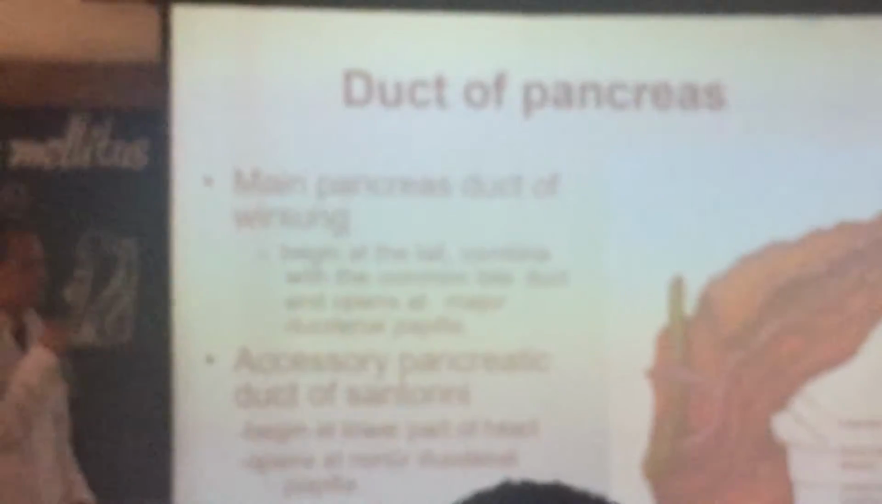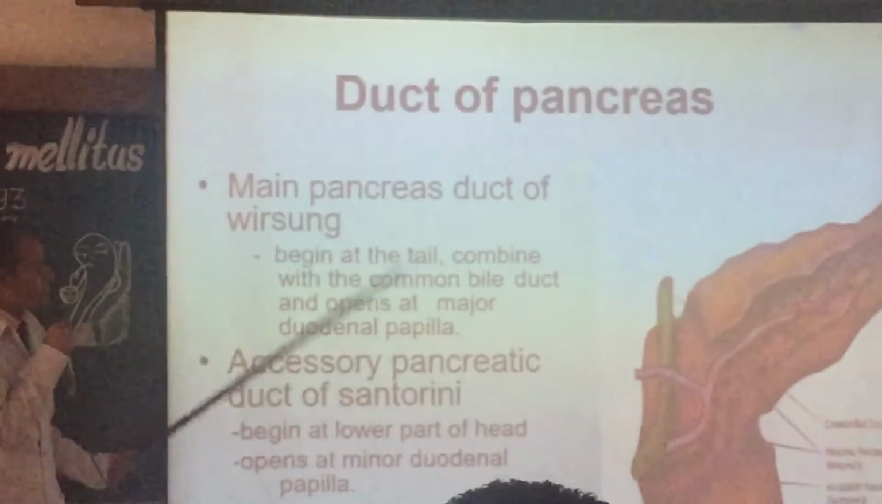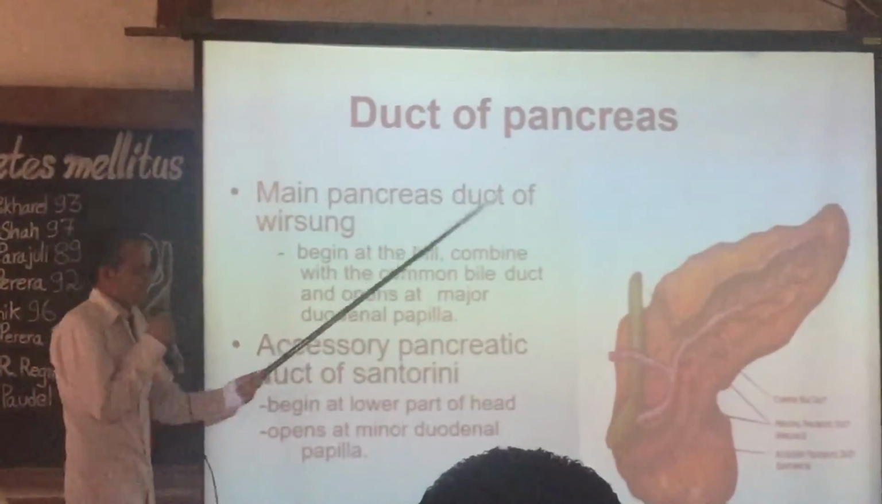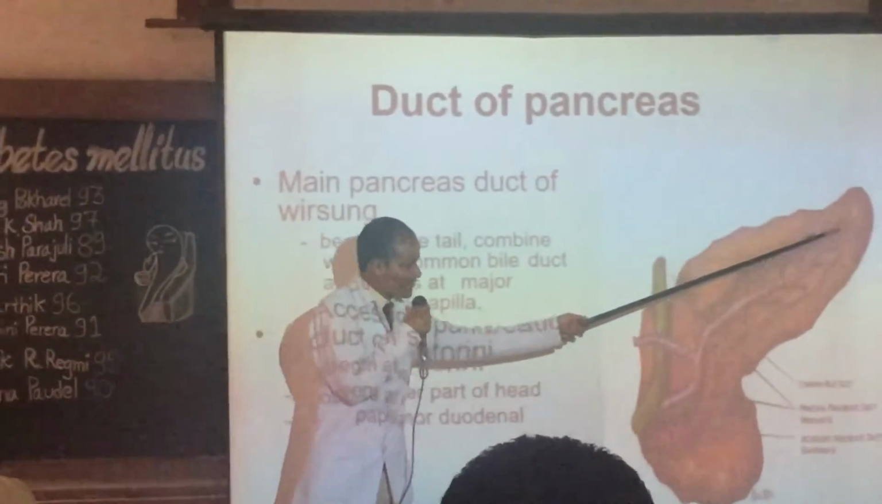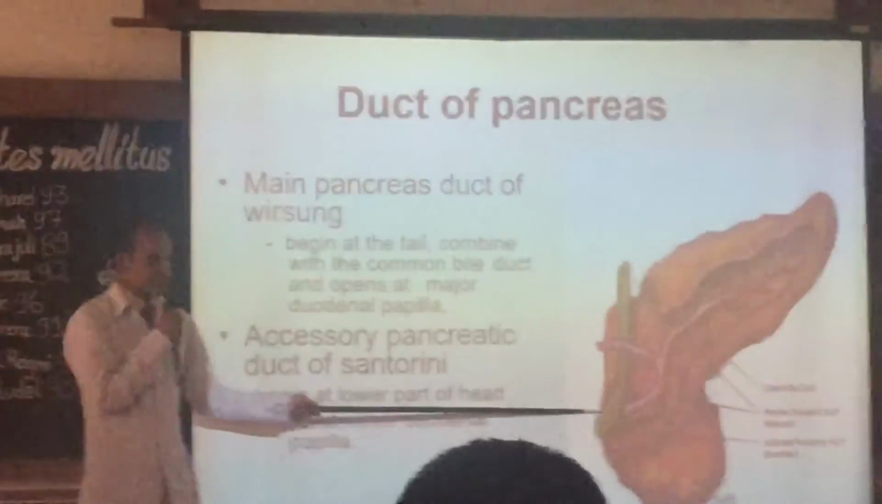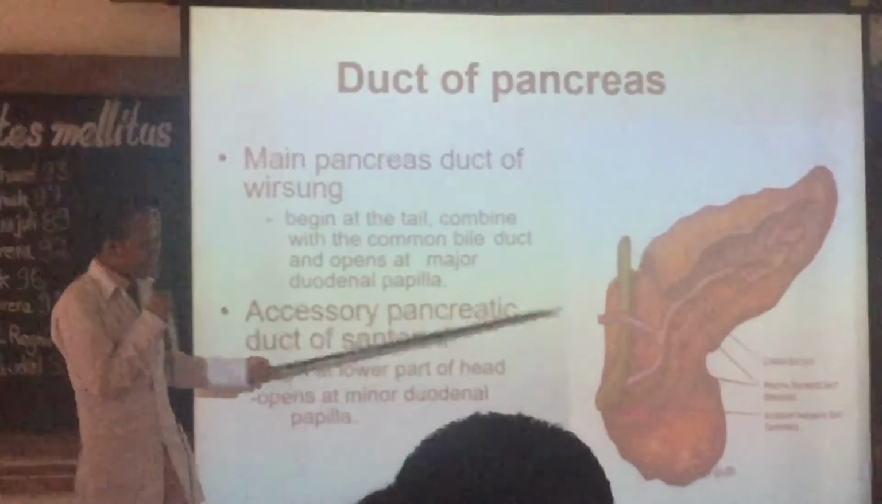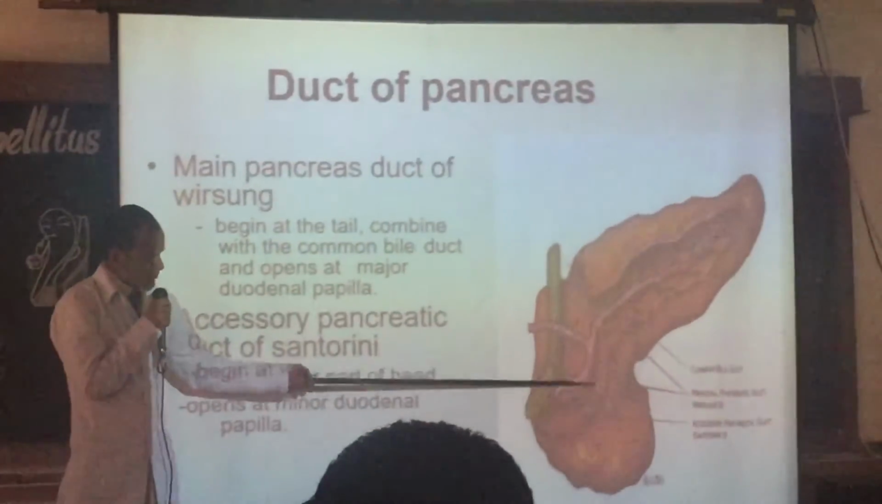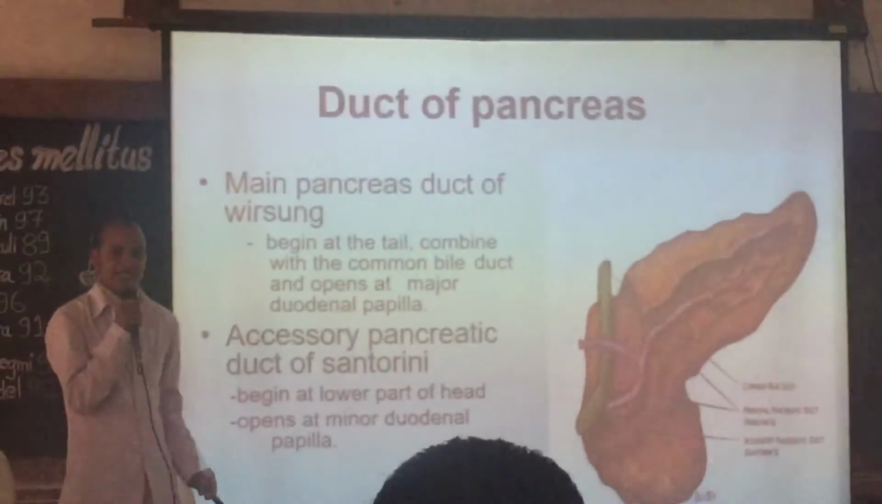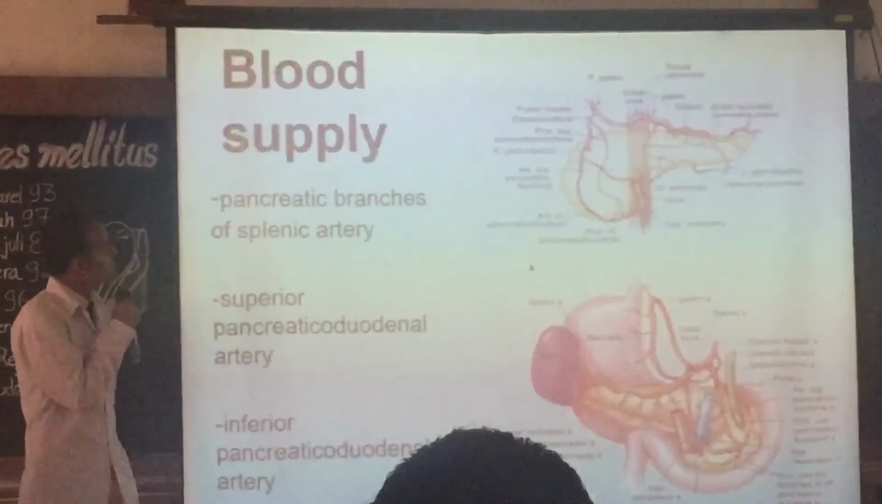Now the ducts of the pancreas. Pancreas has two ducts: the main pancreatic duct of Wirsung and the accessory pancreatic duct of Santorini. The main pancreatic duct begins at the tail, follows the parenchyma, combines with the common bile duct and opens at the major duodenal papilla. The accessory pancreatic duct begins at the lower part of the head and opens at the minor duodenal papilla. Both ducts carry enzymes for digestion.